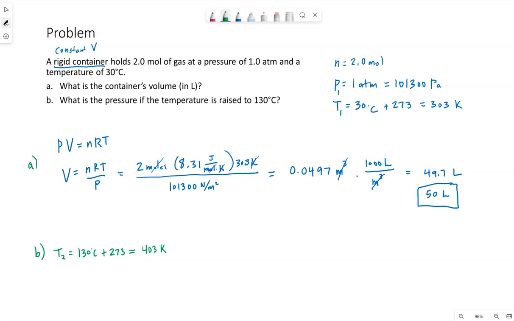The relationship when we have a constant volume is that pressure over temperature at one moment in time is equal to pressure over temperature at a second moment in time. So P2 is what we're looking for. P2 equals P1 times T2 over T1. T2 is 403. T1 was 303.